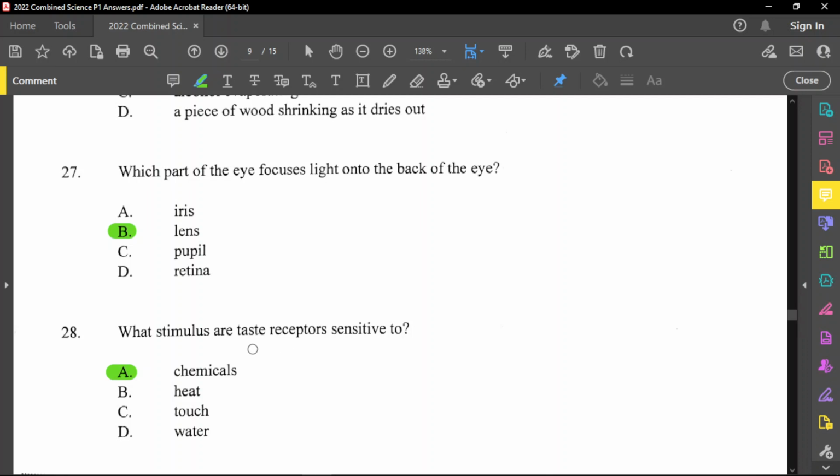Question number 28: what stimulus are taste receptors sensitive to? Taste receptors are chemical in nature. That's why they can make flavors, because they are chemical substances. Your tongue's taste buds will pick up these chemicals that are responsible for flavor or different types of taste. If you look at the other options, they really make no sense for taste. It can't be heat, it can't be touch, and absolutely not water.